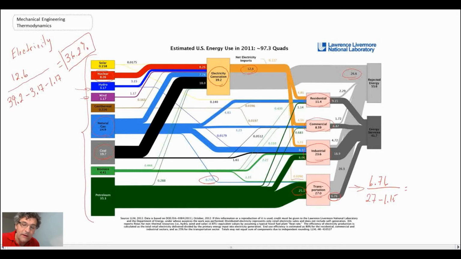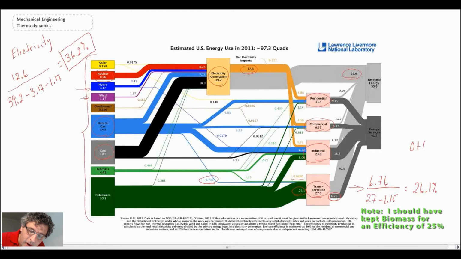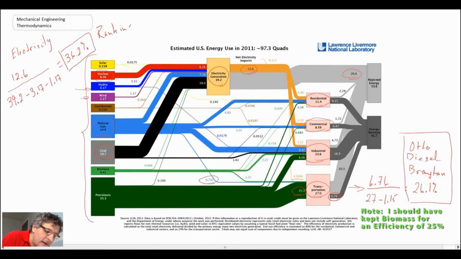So let me grab my calculator here. So what we obtain here is 26.1% for the efficiency of the conversion for transportation. And what types of cycles would those be? Well, that would be the Otto, Diesel, and the Brayton. So that gives us kind of a global estimate of the efficiency of these cycles, and this one up here would be the Rankine. So that's the efficiency of these cycles in terms of overall energy use within the US.